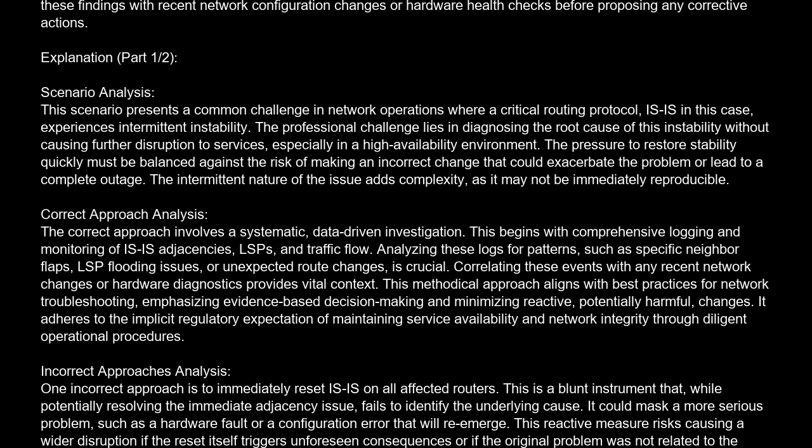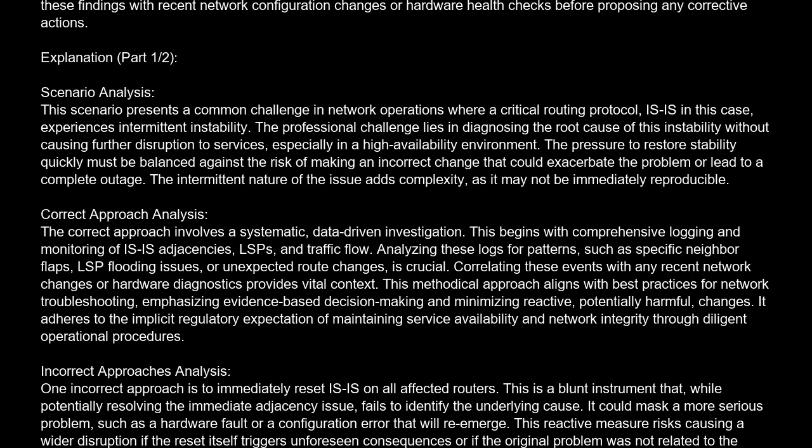Explanation. Scenario analysis. This scenario presents a common challenge in network operations where a critical routing protocol, IS-IS in this case, experiences intermittent instability. The professional challenge lies in diagnosing the root cause of this instability without causing further disruption to services, especially in a high-availability environment. The pressure to restore stability quickly must be balanced against the risk of making an incorrect change that could exacerbate the problem or lead to a complete outage. The intermittent nature of the issue adds complexity, as it may not be immediately reproducible.